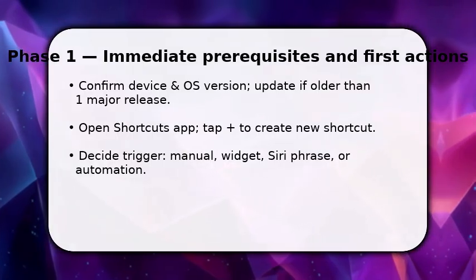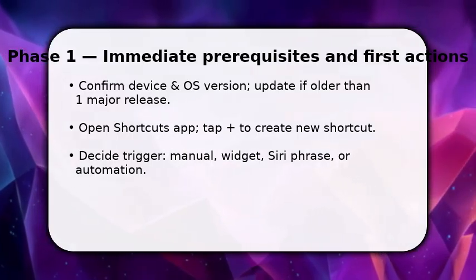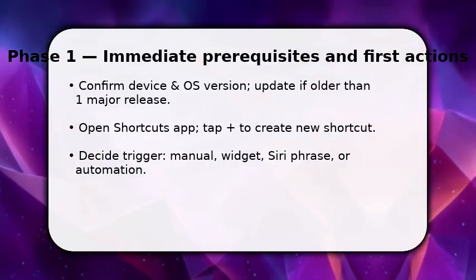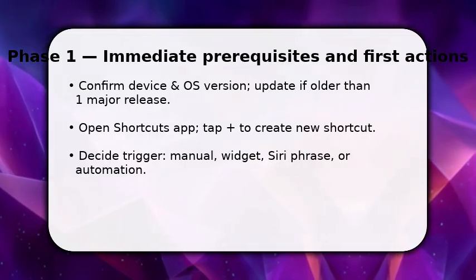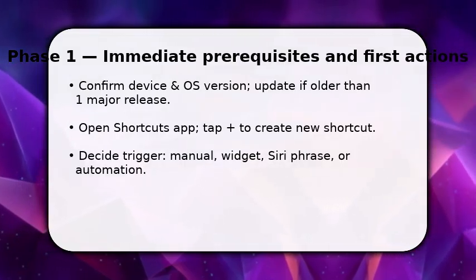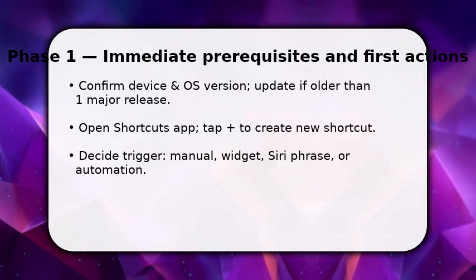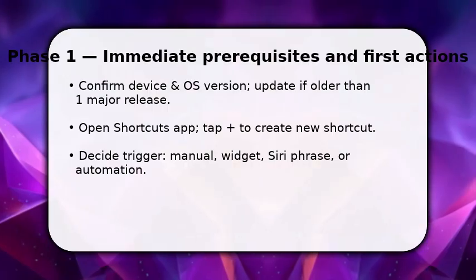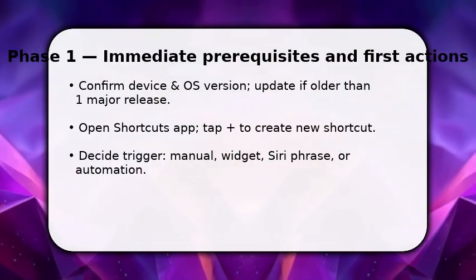You choose a trigger now: manual run, widget, Siri phrase, or an automation, because that determines how you'll invoke the shortcut. Make sure to name the shortcut clearly and pick an icon for quick recognition. This first step gets you into the editor and sets the intent. Without a clear trigger, the rest won't behave as you expect.